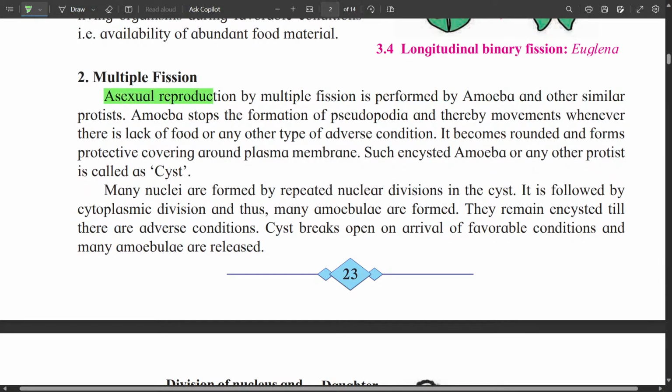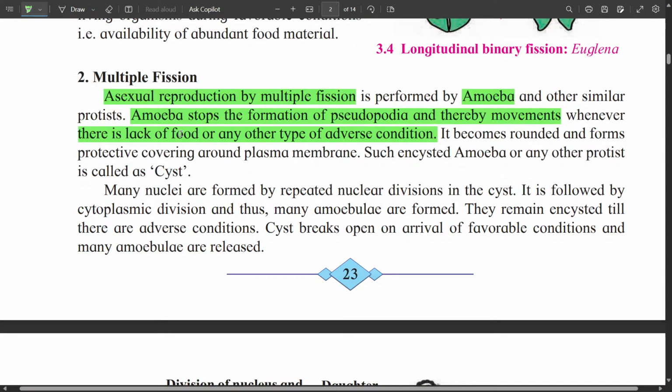Asexual reproduction by multiple fission is performed by amoeba and other unicellular organisms when there is lack of food or any other adverse condition. Lack of water, lack of food. Amoeba stops the formation of pseudopodia, and thereby all the movements are stopped. In adverse condition, when amoeba doesn't get food or water, it stops all its movement, stops the formation of pseudopodia.